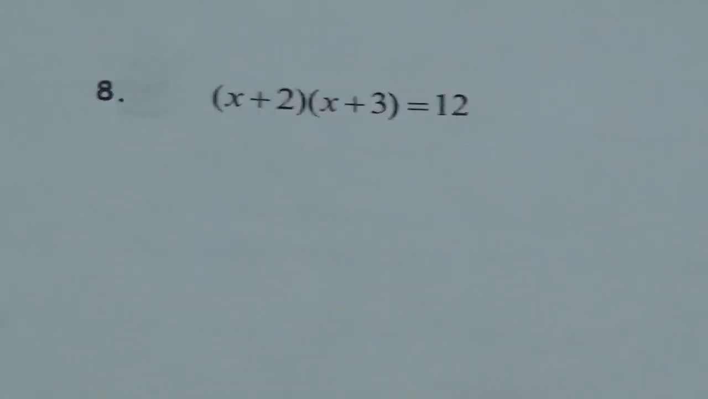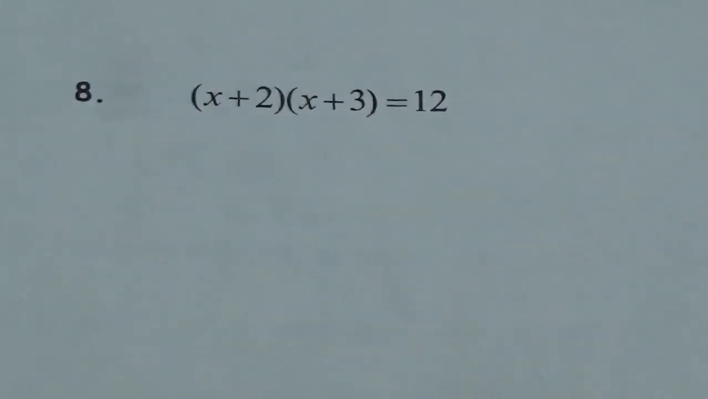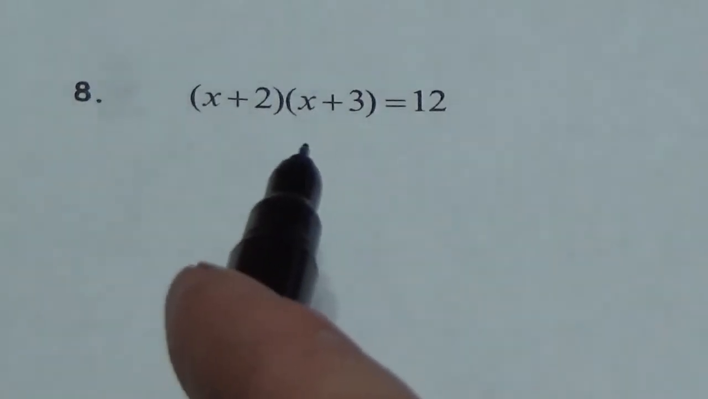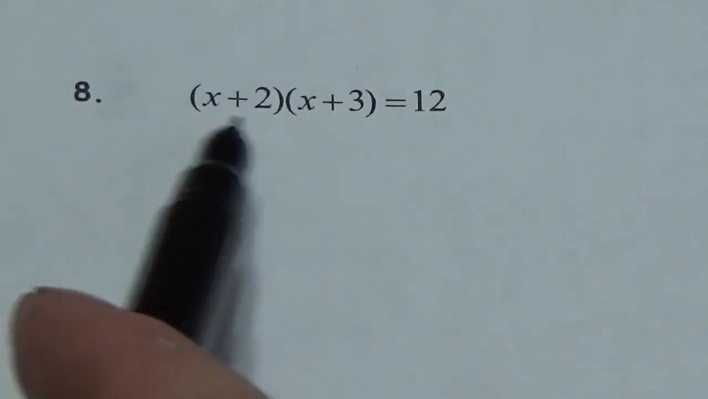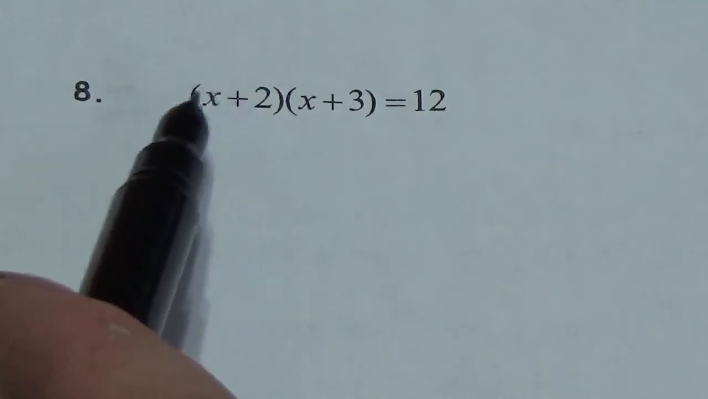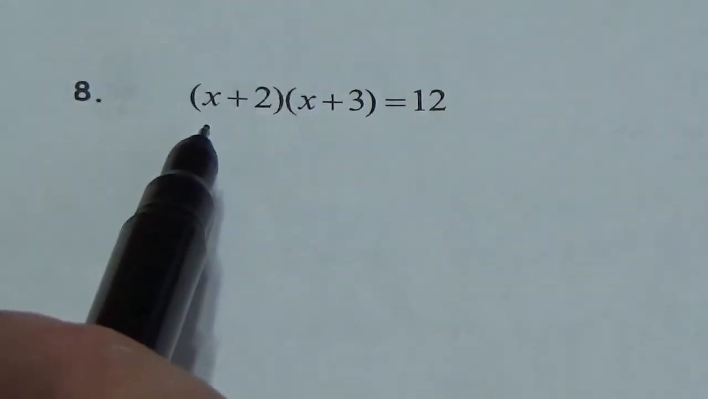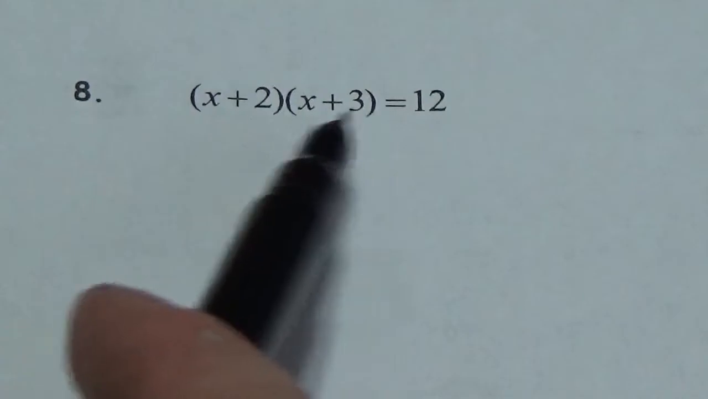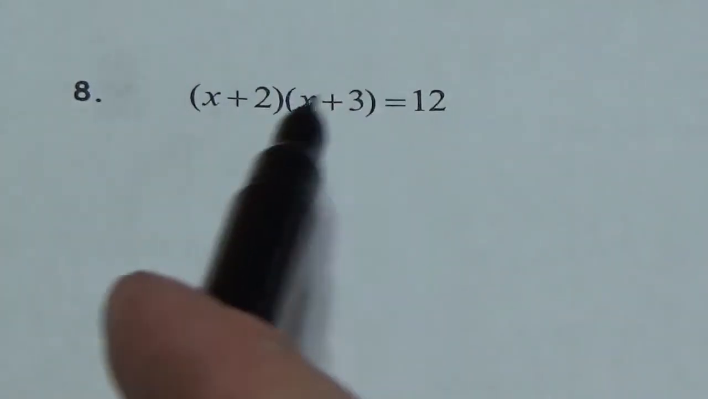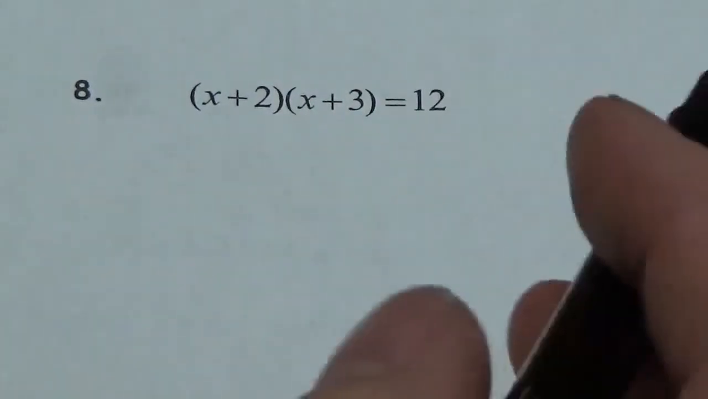Now let's take a look at this one. Okay. Now this one's a little bit different here, and don't make the classic mistake that people make here, which is immediately setting this equal to 0, and they'll tell me, oh, the answers must be negative 2 and negative 3. Except that this doesn't equal 0, it equals 12.